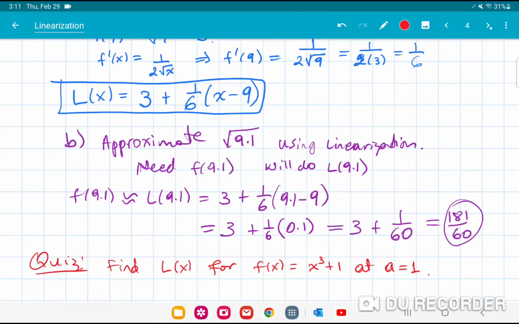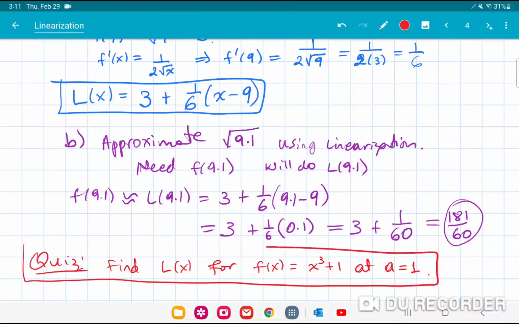Okay, find the linearization. I will set up a Dropbox for you on Moodle so you can work out this problem and drop it off on Moodle. Have a nice break. I will see you on Monday when we come back.